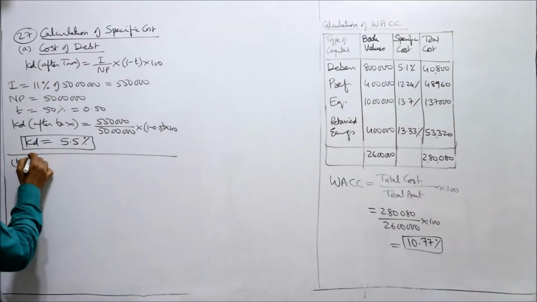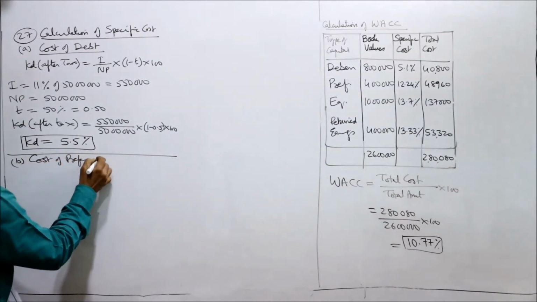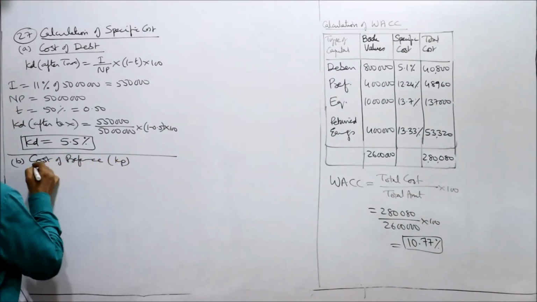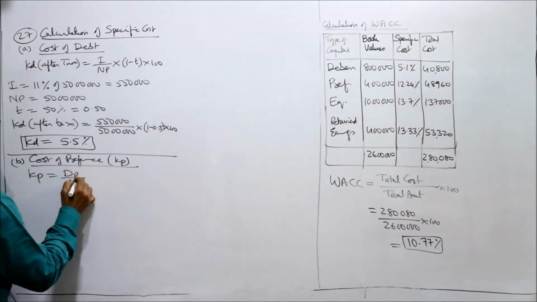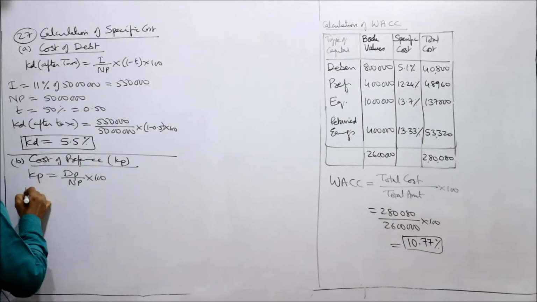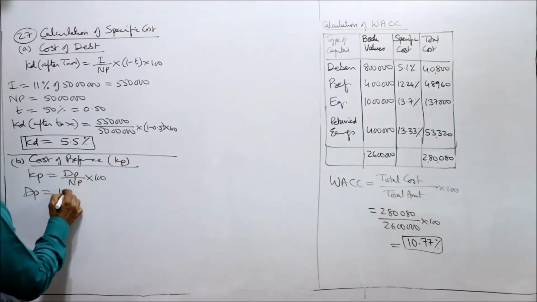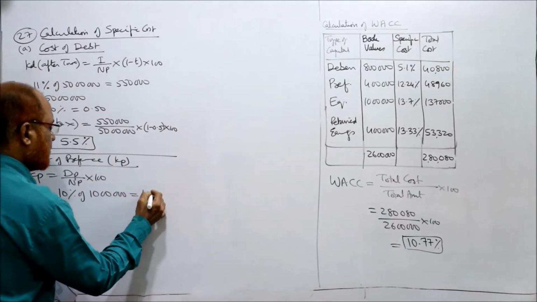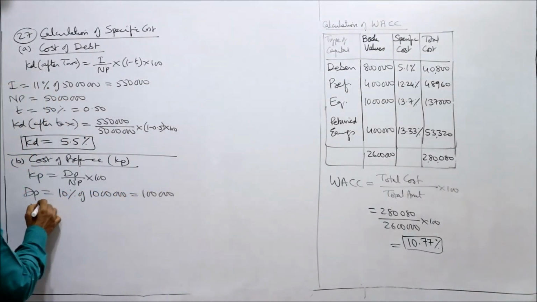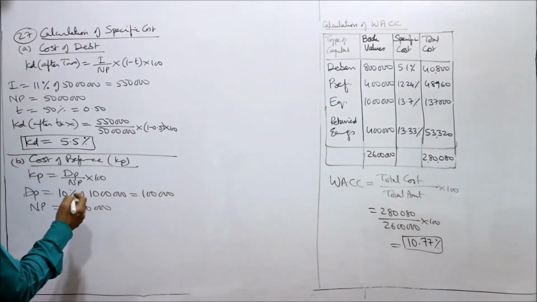One answer we got, KD. Second, KP. Cost of preference, KP. KP is equal to DP by NP into 100. DP is the preference dividend, 10% of 10 lakh, which is 1 lakh. NP is equal to net proceeds, 10 lakh. We don't have any flotation cost.